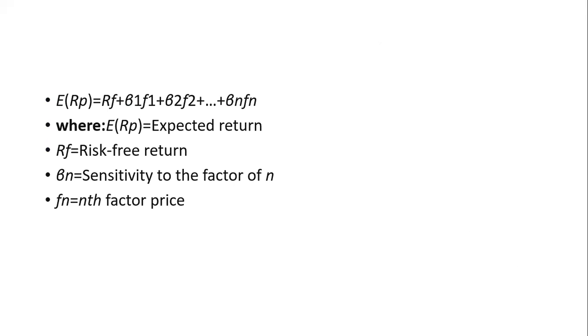Now coming to the equation of arbitrage pricing theory, the expected return of a portfolio is calculated by RP = RF + B1 × F1 + B2 × F2 and so on, up to Bn × Fn. RP represents the expected return and RF represents the risk-free return. Bn represents the sensitivity to the nth factor, and Fn represents the nth factor price. So this is the formula we use for calculation in arbitrage pricing theory. The problems we will see in the offline classes; this is all about theory.